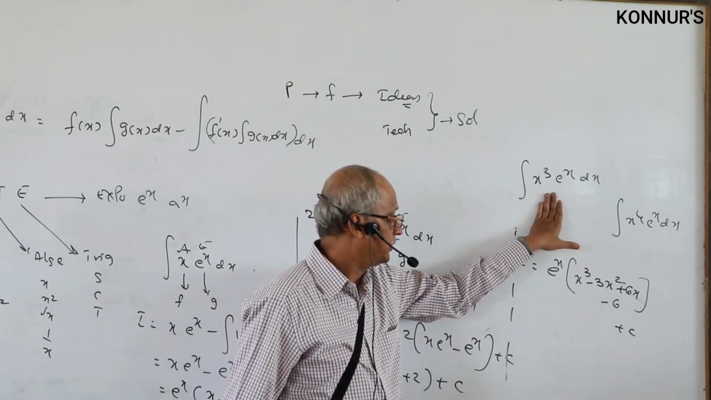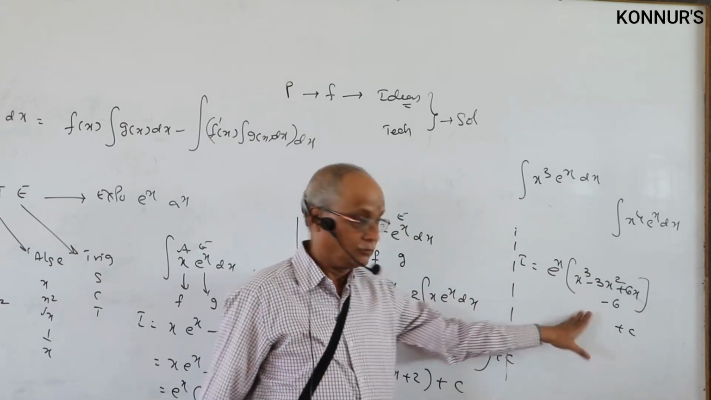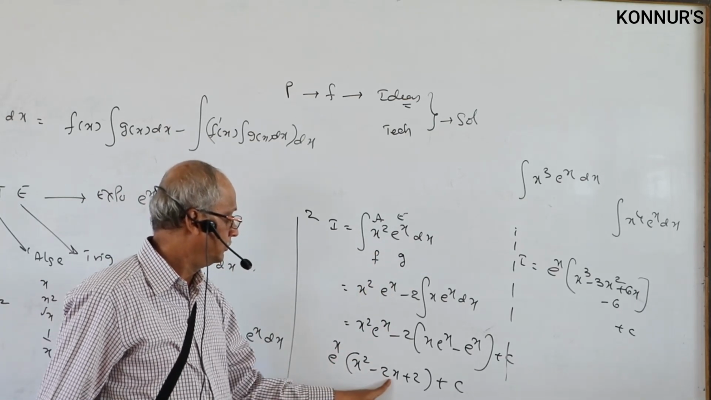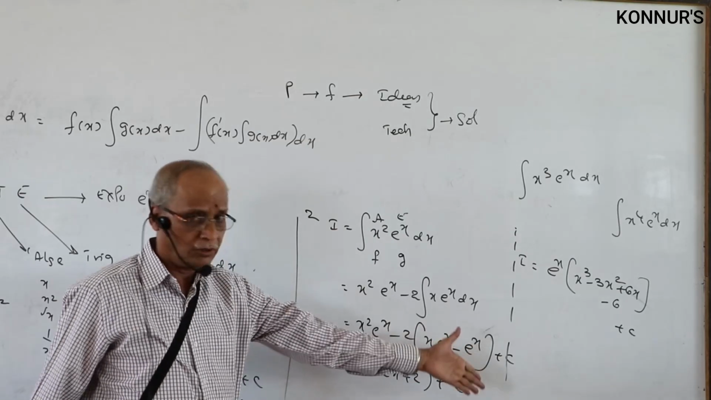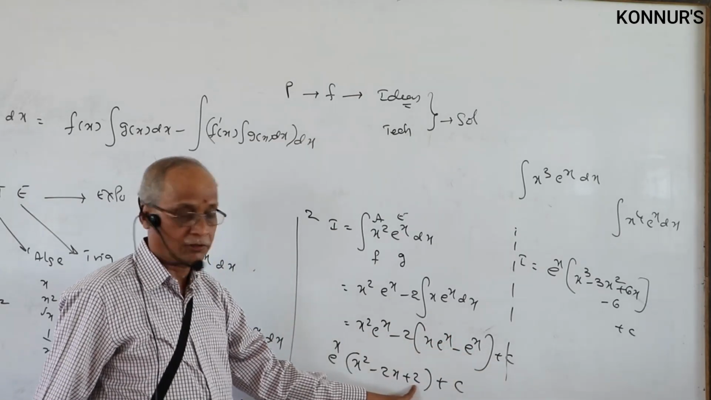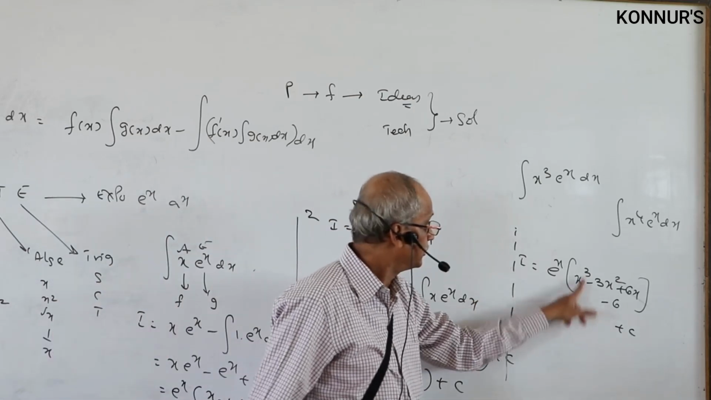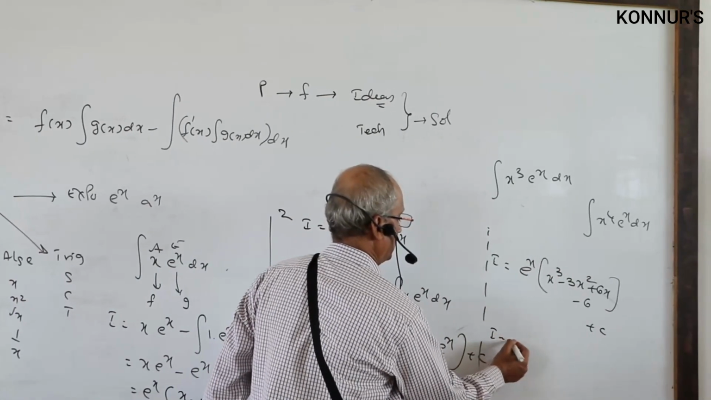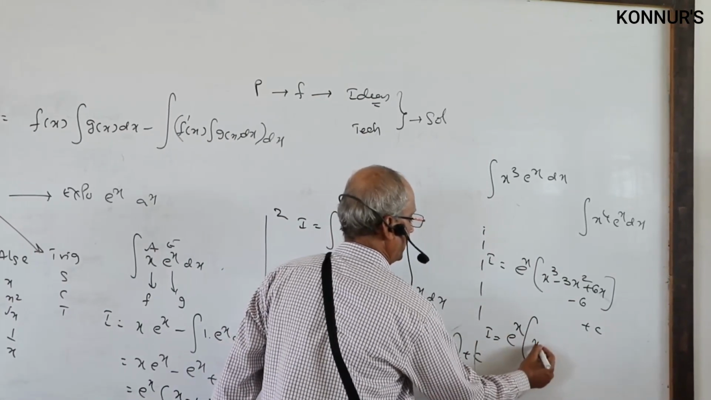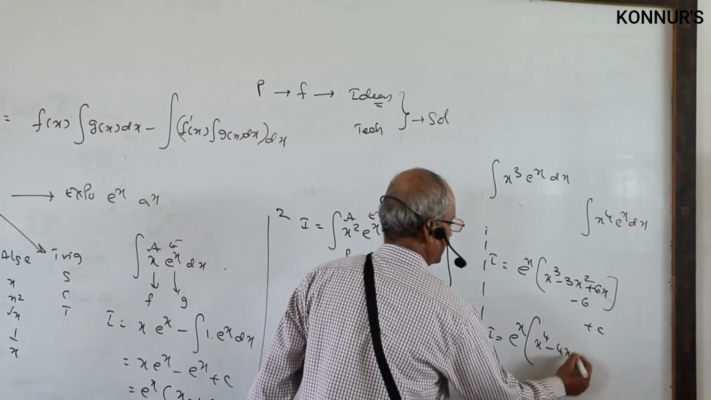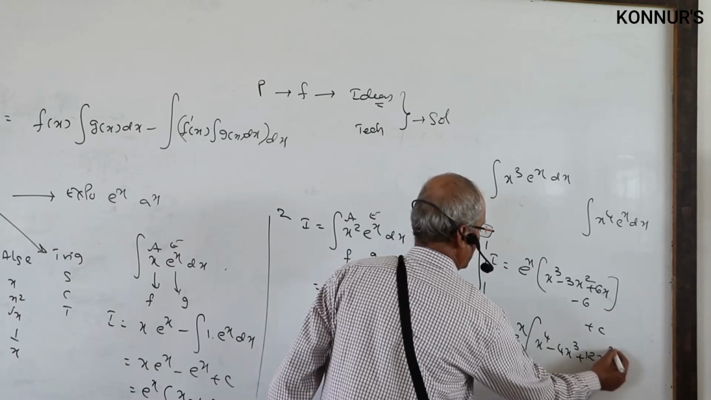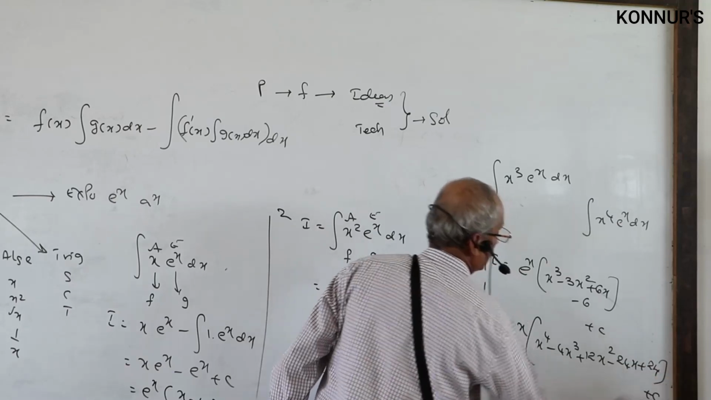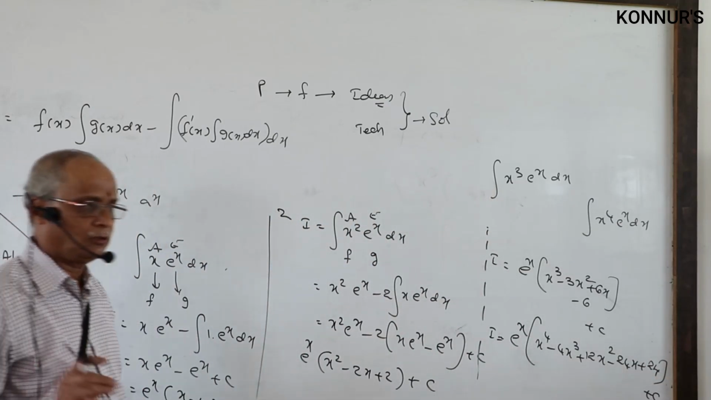Hence, in this combination, this is the method you have to follow. See here, e power x into x square, derivative 2x, derivative of constant 0. So you are ending with the 2 constant and alternate sign. So we are ending with constant. Then how to write the answer for x power 4 e power x? I is equal to e power x into x power 4 minus 4x cube plus 12x square minus 24x plus 24.